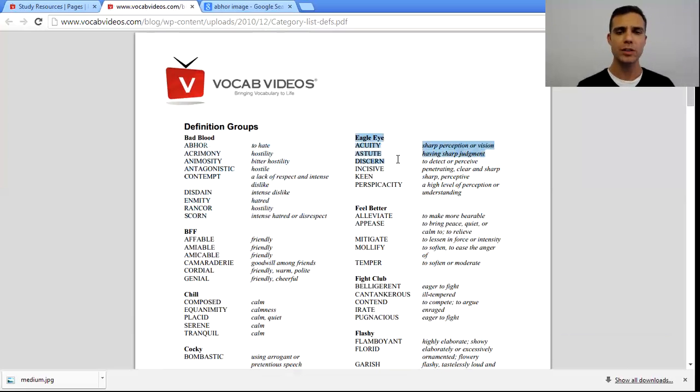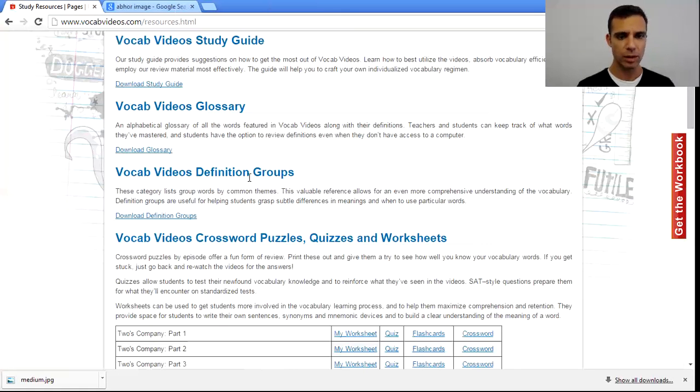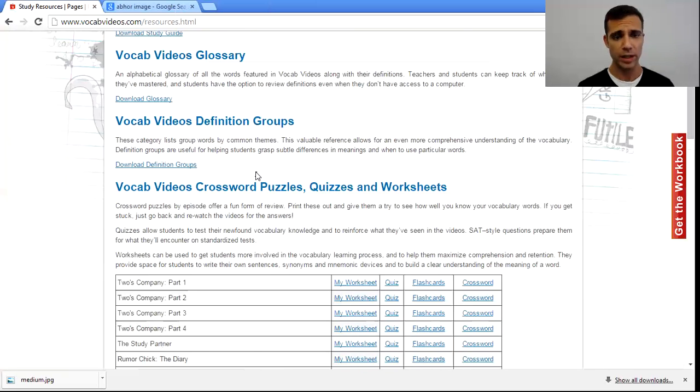Having these groups allows students to organize their thinking and learn a number of words all at once. The Vocab Videos definition groups is a very effective tool for amassing a lot of words at once.